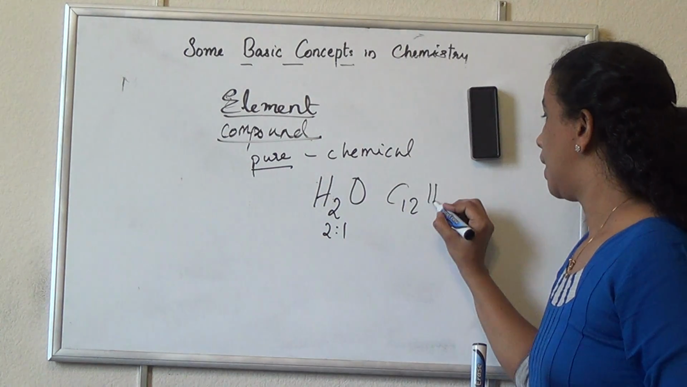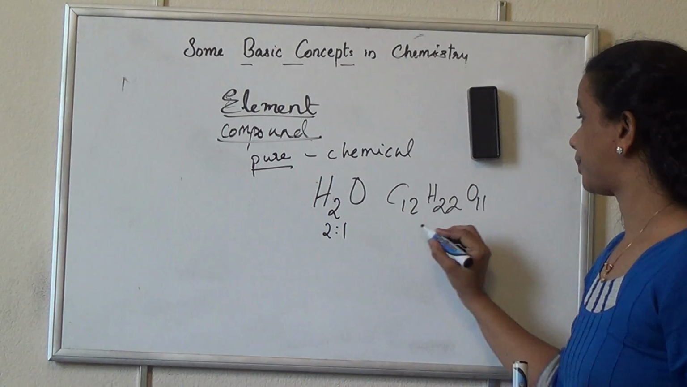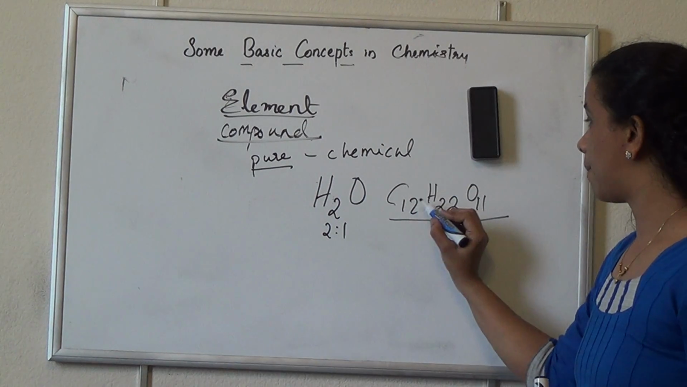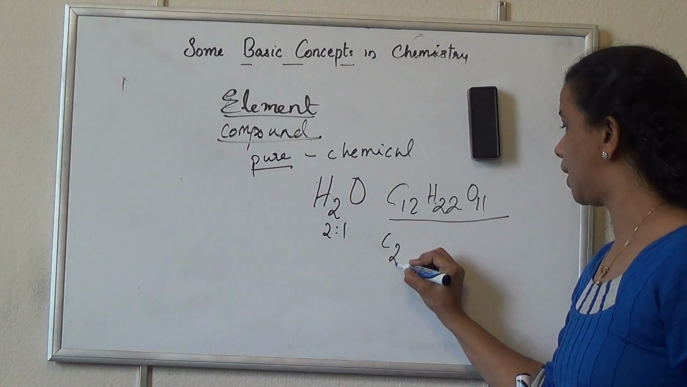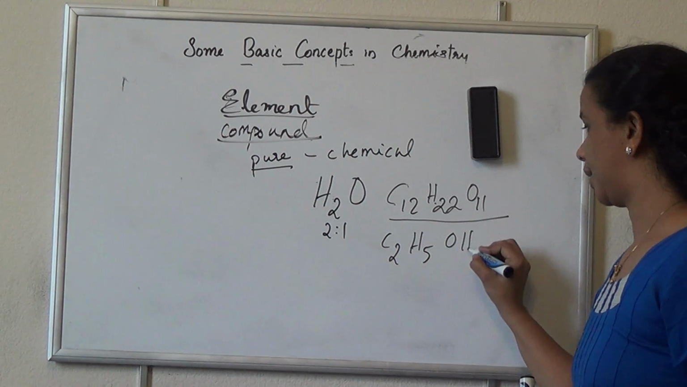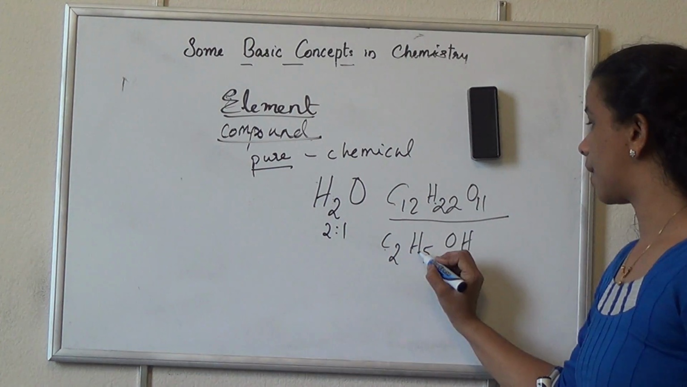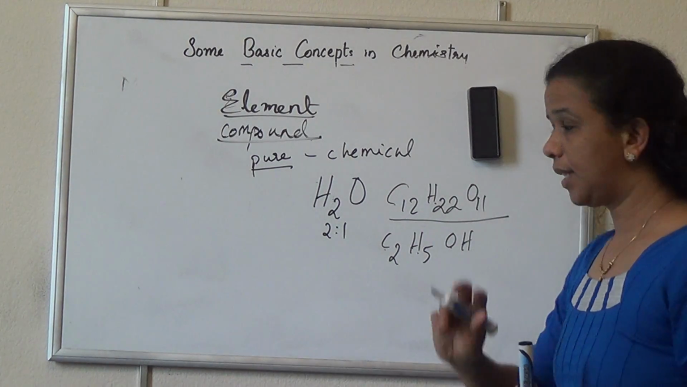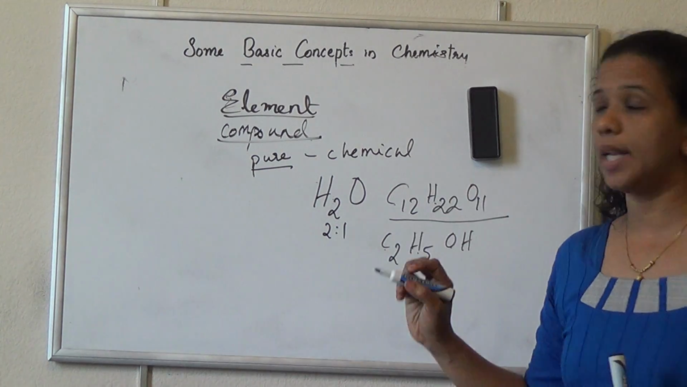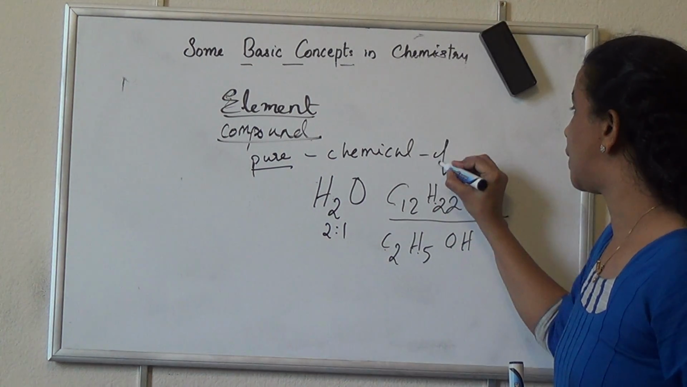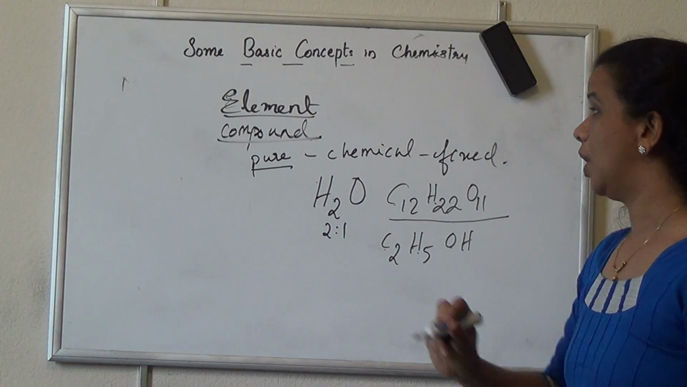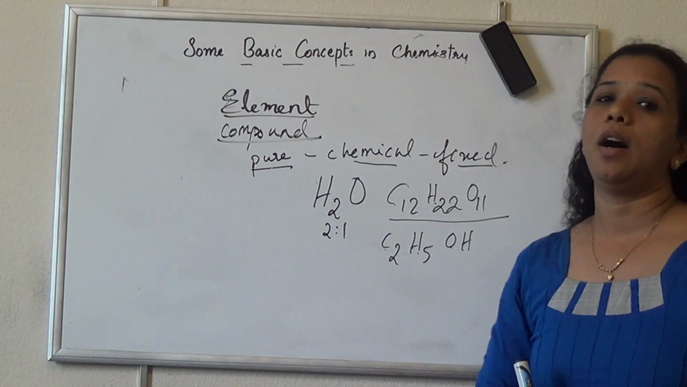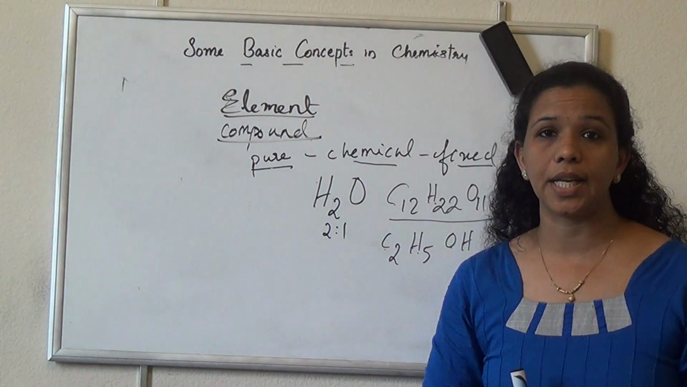Another example, C12H22O11. This is an example of a compound. Here there are 3 elements: carbon, hydrogen, oxygen. Another example, C2H5OH. Here also it contains carbon, hydrogen, oxygen. So all these are examples of compounds, and in these compounds elements are combined in a fixed ratio of their mass. So a compound is a pure substance formed by the chemical combination of elements in a fixed ratio of their mass.